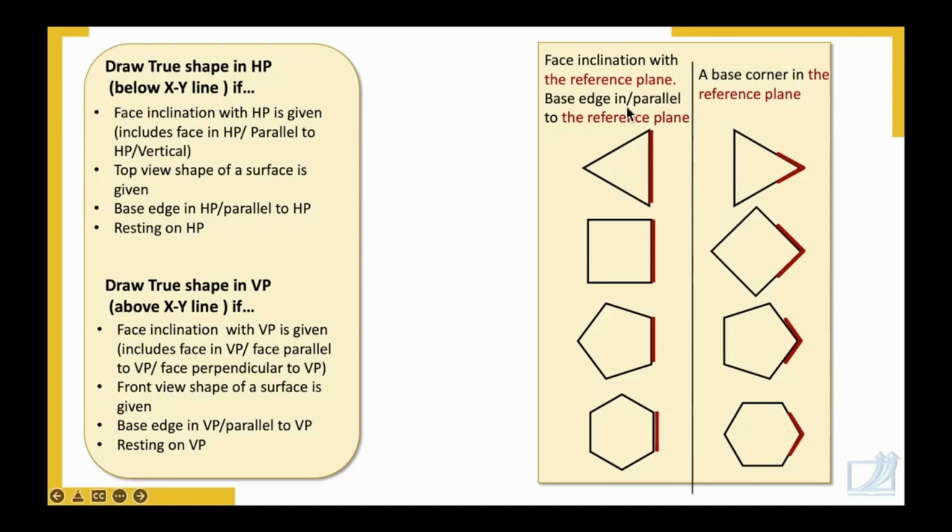the base is to be drawn. So clearly, if face inclination is mentioned with reference plane, meaning with HP or VP, then you have to draw the triangle like this, the square like this, the pentagon like this. If the base edge is in or parallel to the reference plane given, then this is how you will draw those true shapes according to the shape of the object. And if it is resting on a corner, a corner is in HP, then you will draw it in this manner.